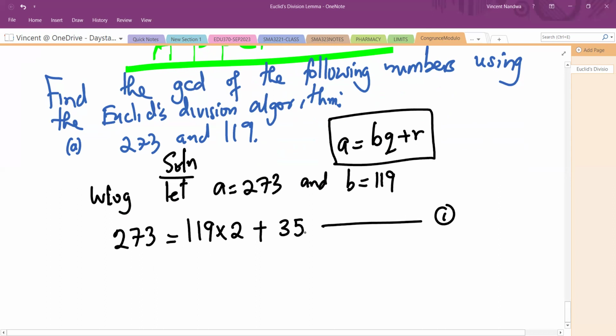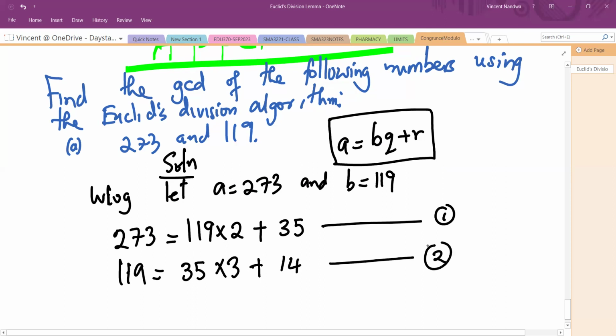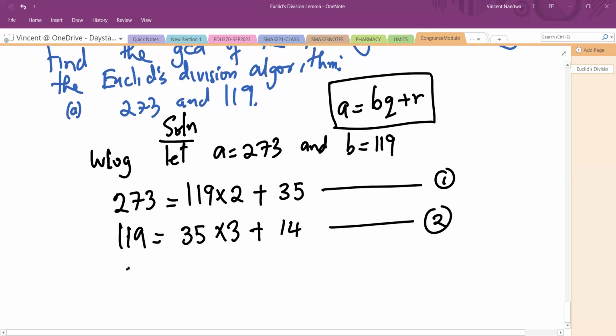And then in the next process, your A becomes 119, the previous B value, and your B becomes your previous R value, which is 35. So you realize that the closest multiple of 35 less than or equal to 119 is 35 times 3, and the remainder here will be 14. This is step 2. The remainder is non-zero, so we move on. The new A becomes 35, our new B becomes 14, and the closest multiple of 14 less than or equal to 35 is 28, which is 14 times 2. The remainder will be 7. This is step 3, and the remainder is still non-zero.